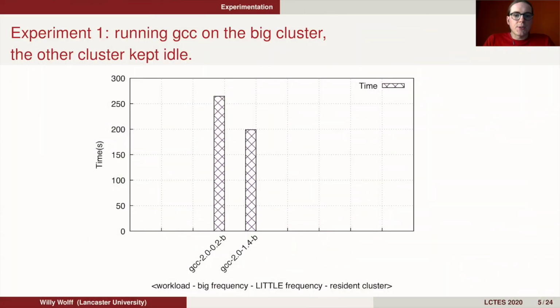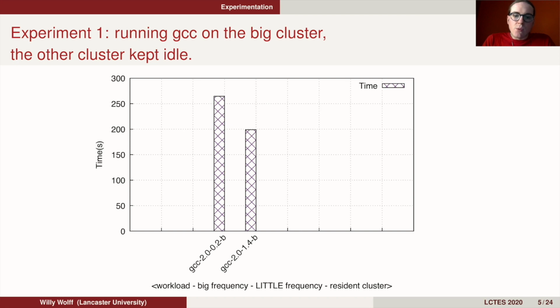Okay, first, let's have fun and try to run GCC from the SPEC benchmark suite on the big cluster, while keeping the little cluster idle. We note that the values are an average time of 5 runs. On the figure, the right bar shows the execution when both clusters are set up to run at the highest frequencies. Here, GCC finishes its work in 200 seconds.